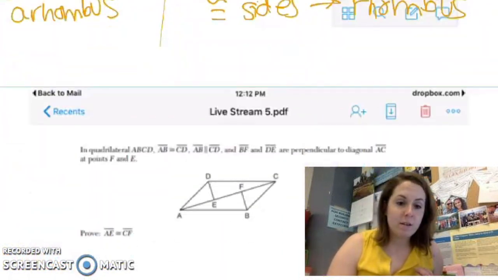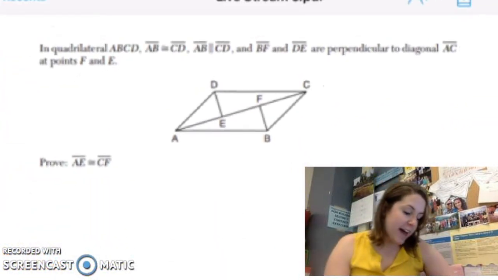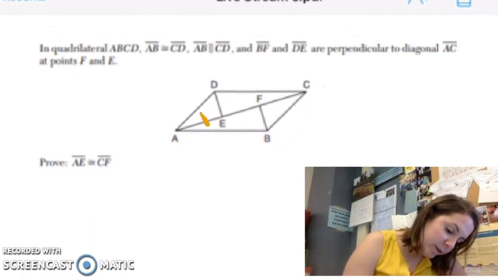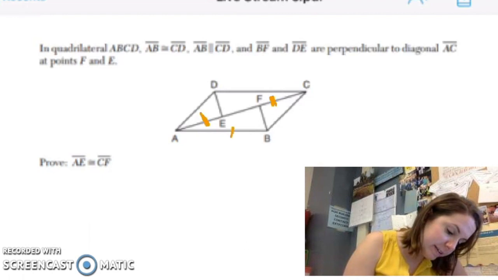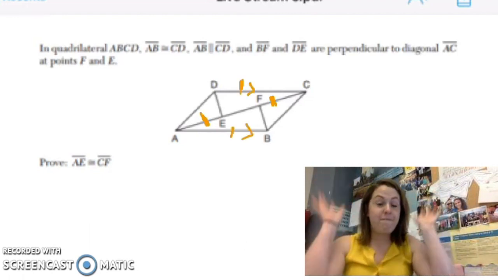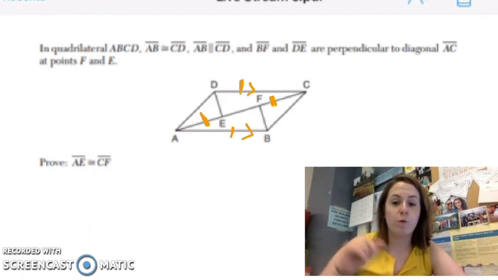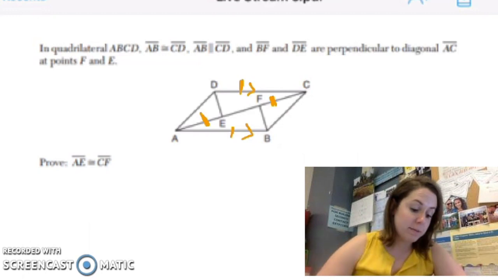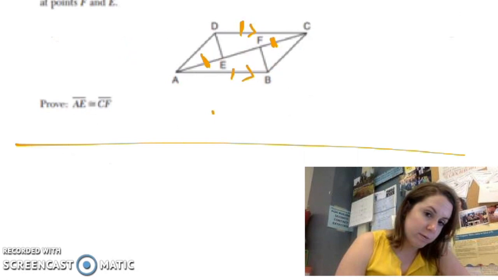All right, last question is this one. So I want to show that AE is congruent to CF. And they tell me that AB is congruent to CD and AB is parallel to CD. And I have fire alarms and bells and whistles going off in my head because one pair of sides, congruent and parallel, tells me that I have a parallelogram. So I'm actually going to start with that.